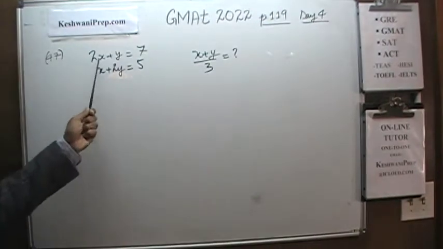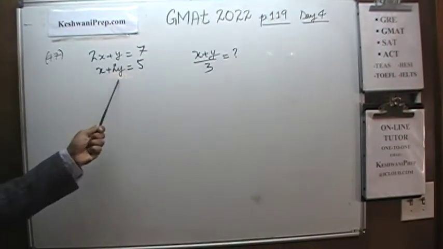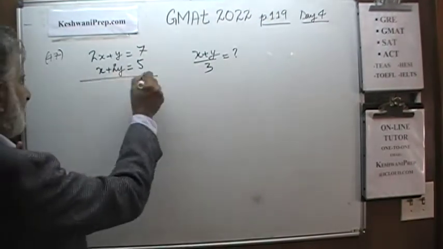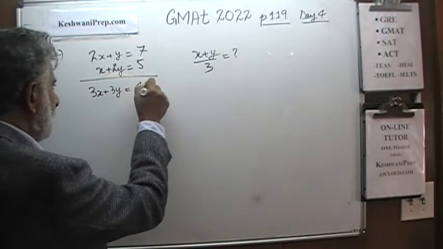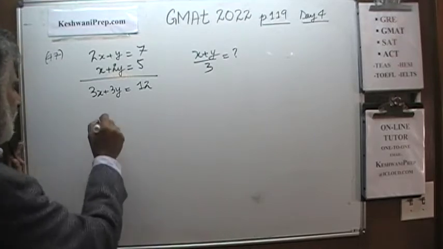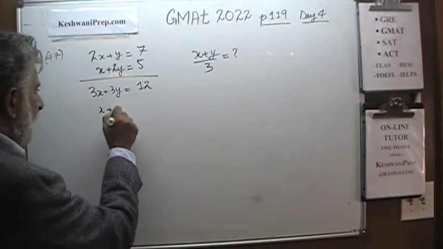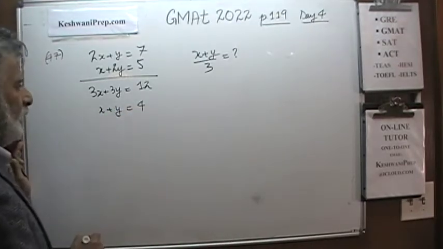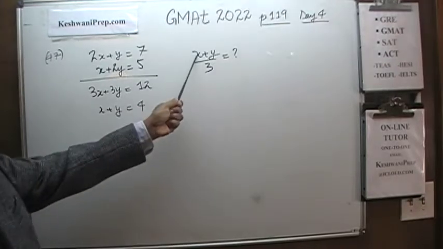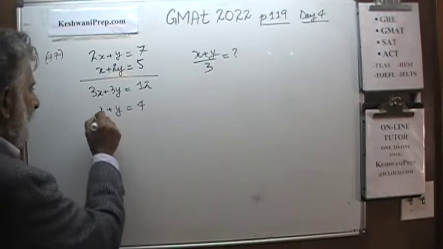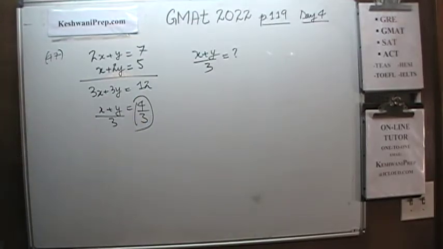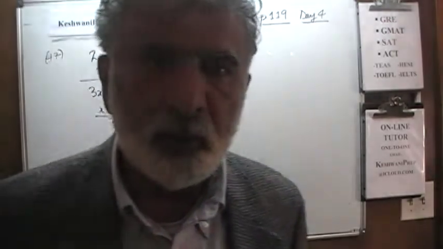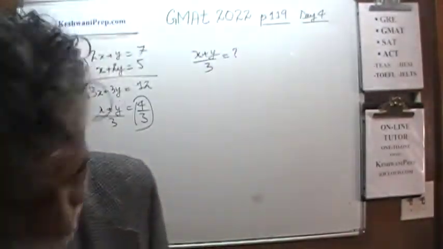As you can see, if we add the two equations, we'll get 3x and 3y, and that will get us someplace. Let's add the two equations, we'll end up with 3x plus 3y is equal to 12. Divide the entire equation by 3 and we'll end up with x plus y is equal to 4. And we're not interested in x plus y, we want to find out how much is (x plus y) over 3. So divide both sides by 3. And that's it. The quantity that we're looking for, (x plus y) over 3, turns out to be equal to 4/3.